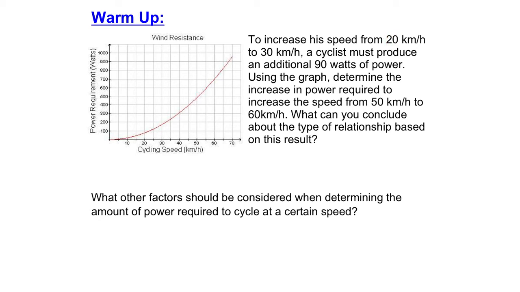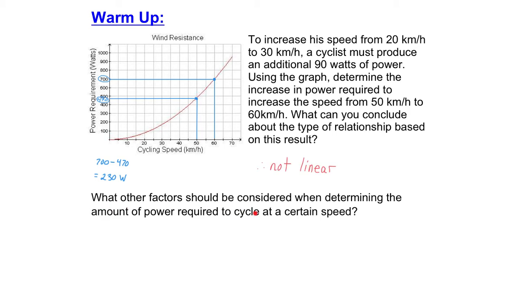To increase speed from 20 to 30 kilometers per hour, that's an increase of 10 kilometers per hour. Same with down here, from 50 to 60 kilometers per hour, that's an increase of 10 kilometers per hour. So to increase 10 kilometers per hour, here it took 90 watts of power. But to increase 10 kilometers per hour here, from 50 to 60, we can see that it takes an additional 230 watts. So to increase the same speed, it takes a different amount of power, which means we can conclude that this relationship is not linear.